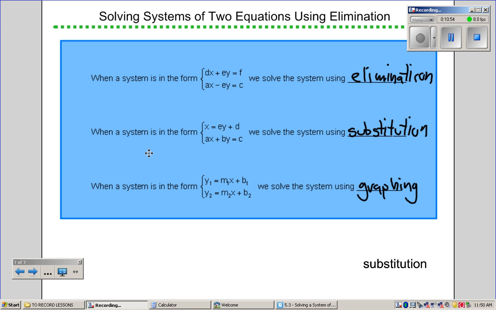So that is the end of today's lesson on solving systems of two equations using elimination.